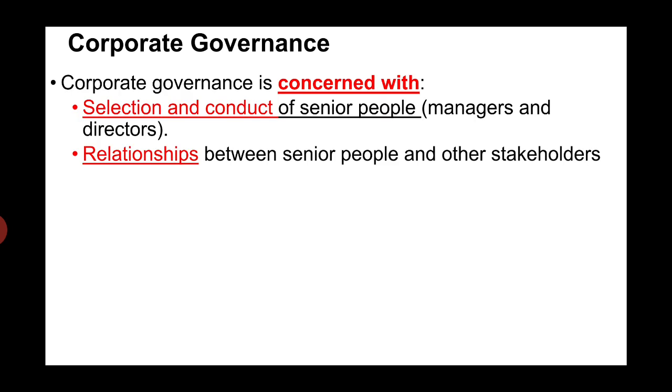Corporate governance, the authority or the power that those governors have. Corporate governance is concerned with two things: selection and conduct of senior people. How do you select them, and what are their practices as seniors in the organization, managers and directors? Relationship between seniors and other stakeholders. This is also part of ethical things. What is the relationship between seniors and stakeholders?